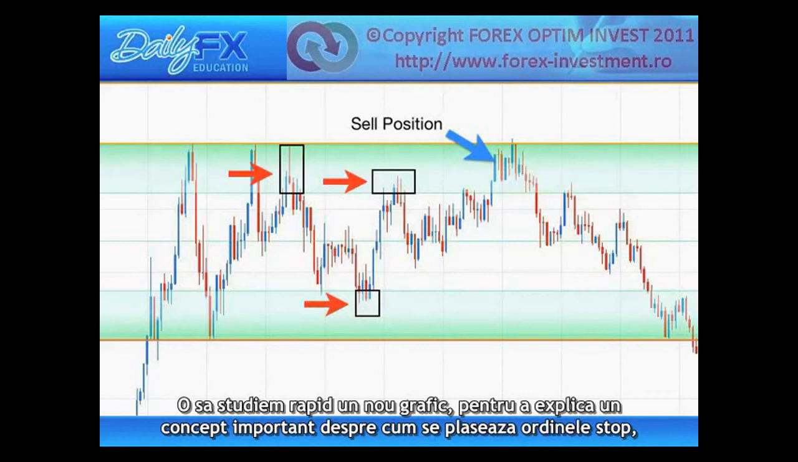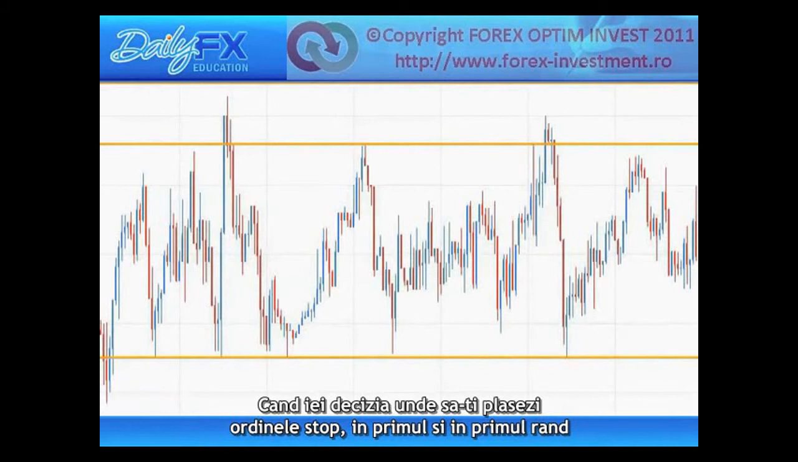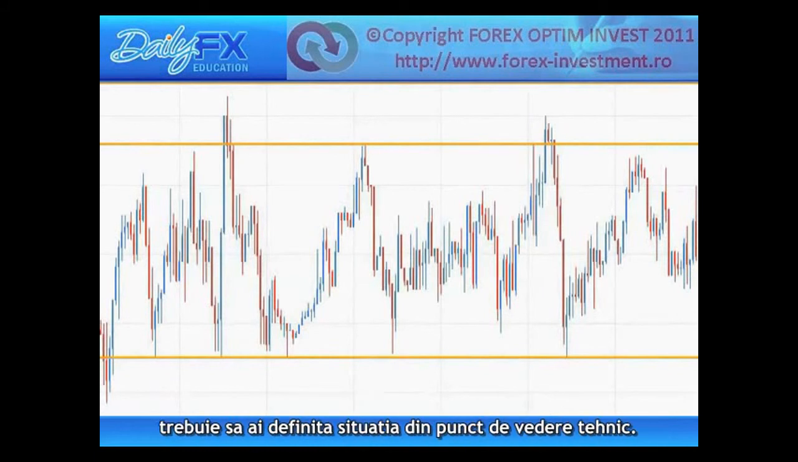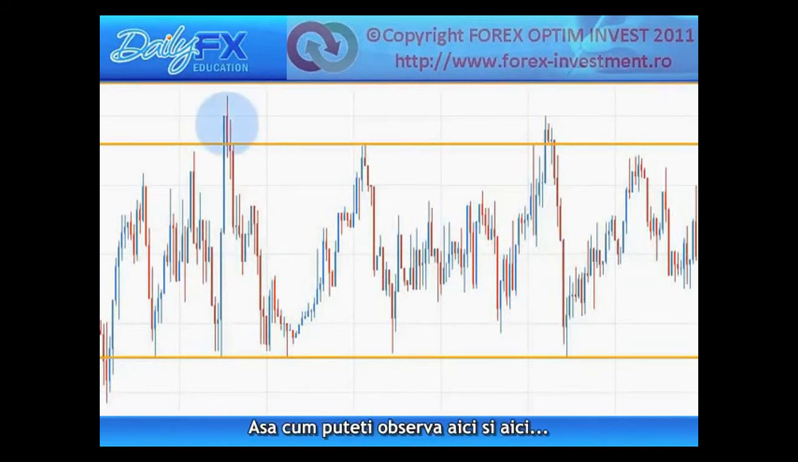We're going to pull up a new chart briefly to explain an important concept used for placing stops, but we'll return to this example shortly, finishing out the management of this trade. When deciding where to place your stops, this should be first and foremost defined by the technical situation. Go ahead and look back over the life of the range. Was there ever a spillover on the trend line that defines the border of the range since its development, like you can see here and here?